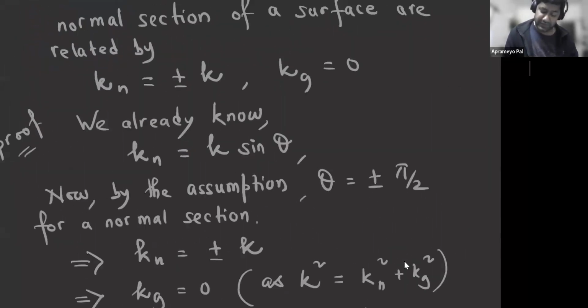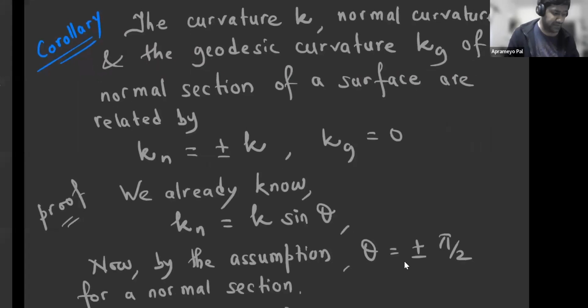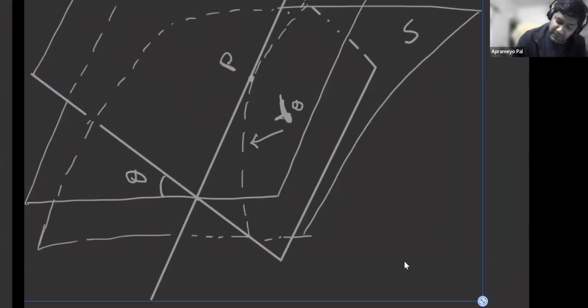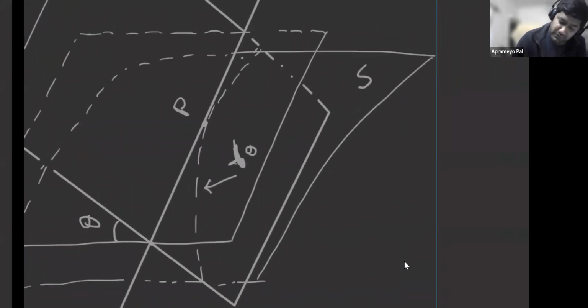Okay, so this is one application, and then there is another application which is a bit long actually to state the theorem. I have drawn the picture already earlier. Let me write down the corollary first.